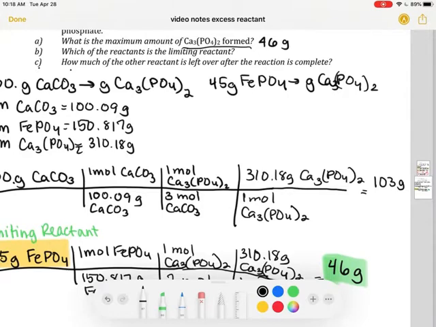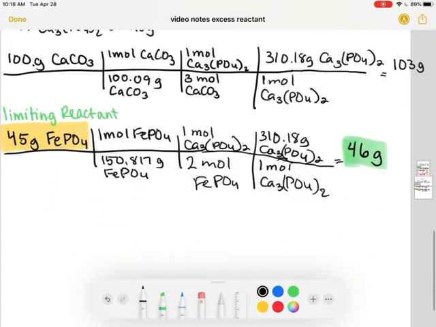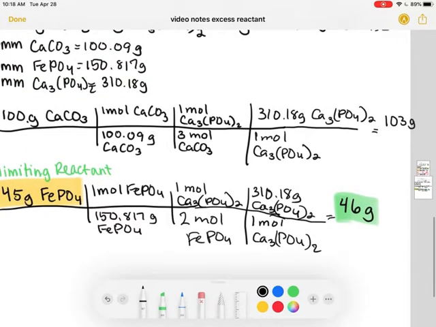Which of the reactants is a limiting reactant? FePO4. How much of the other reactant is left over? Well, our excess reactant, so let me put a little highlighter here. This is my excess reactant. So what we want to find out is how much out of that 100 grams that we started with is actually used up. And then subtract that from the 100 grams to figure out how much is left over.